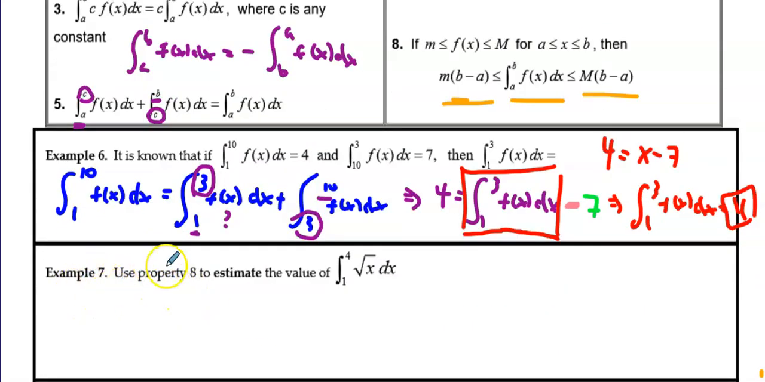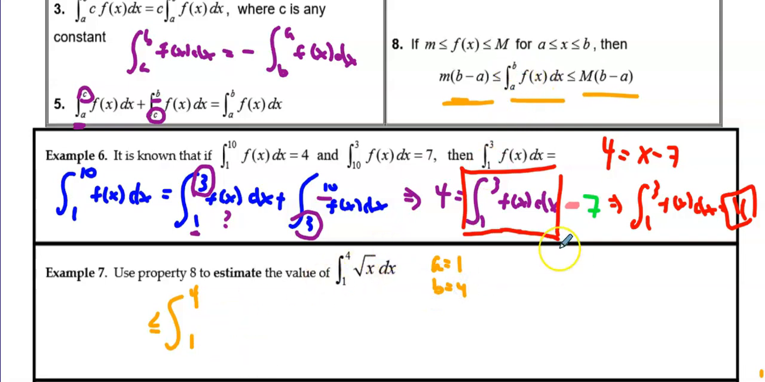Okay, guys, example number 7 says use property 8 to estimate the value of the integral from 1 to 4 of the square root of x dx. I have already underlined what we're going to use. We have little m times (b minus a), then the integral we're actually approximating, and then big M times (b minus a). We'll put the integral right here in the middle, less than or equal to big M times (b minus a), and greater than or equal to little m times (b minus a). So a is going to be 1 and b is going to be equal to 4.